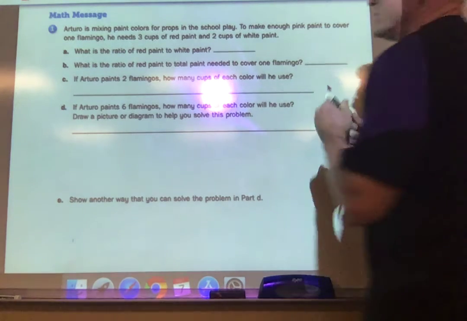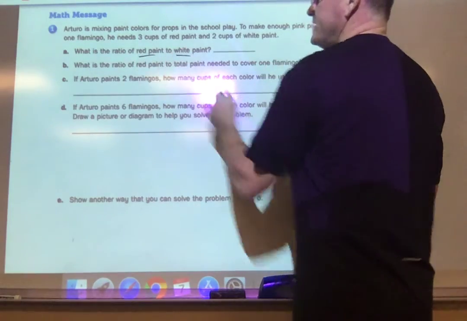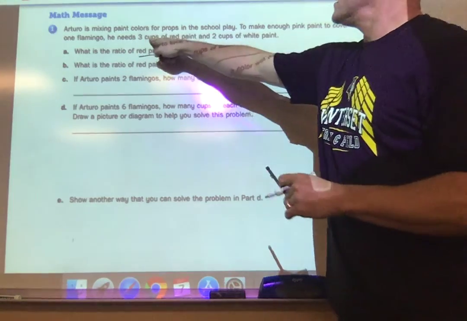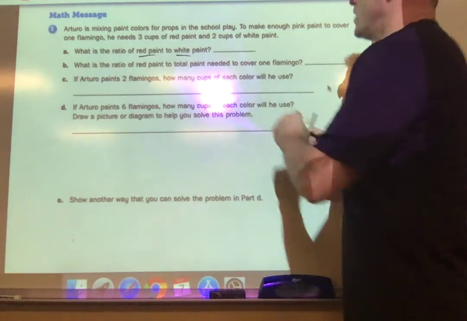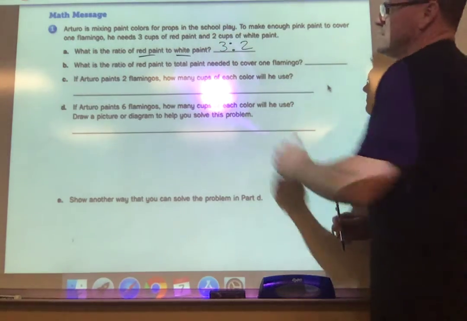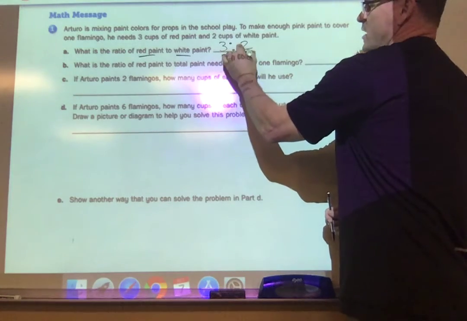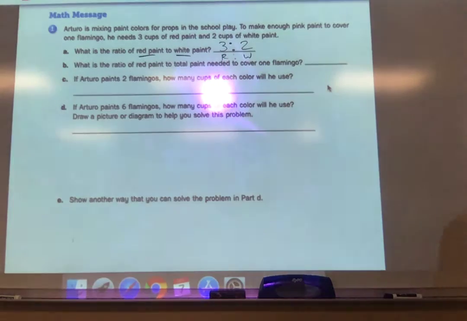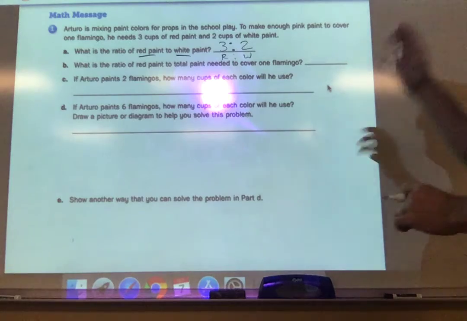So for the ratio, he wants red to white, so we have to make sure we do it in the right order. That is 3 reds to every 2 whites, so that would be a 3-to-2 ratio. Some people like to label that red to white underneath, just to remind them of the order that we need to be in. In this case, it's that 3-to-2 ratio that we need to keep the same color of pink that we're trying to make.